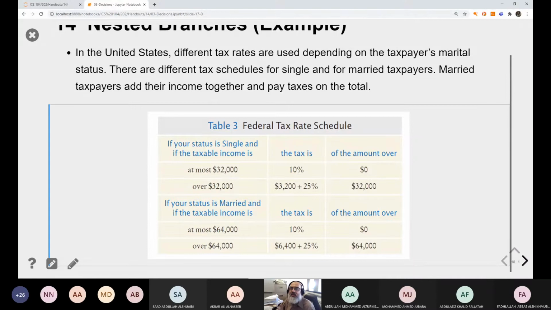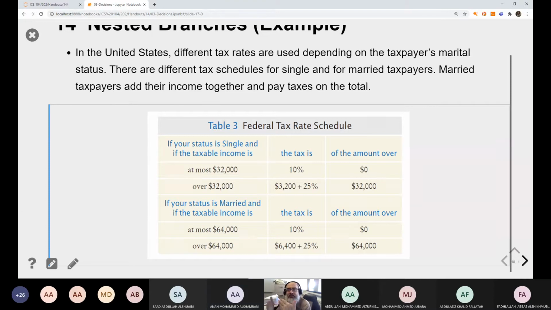Okay. Let me ask another question. What are the conditions that we have here? Can anybody tell me what are my conditions? Let's first try to identify the conditions of the if statement. If you are single or if you are married. And if you are at most 32, or over 32 and at most 64, and over 64.